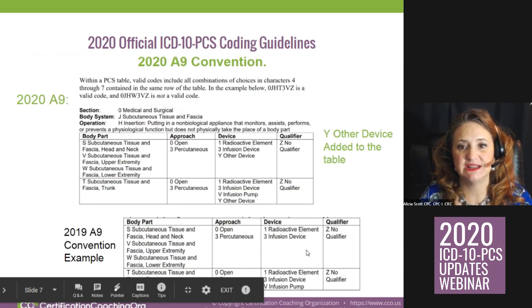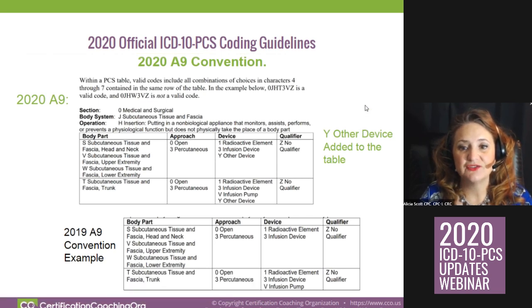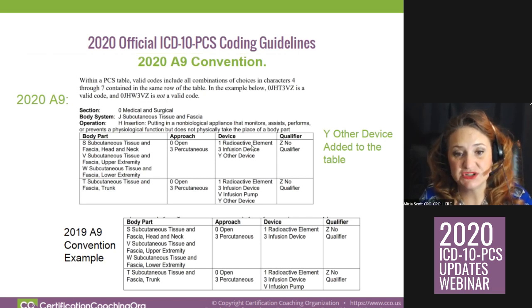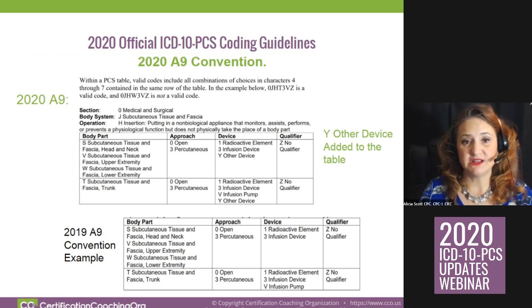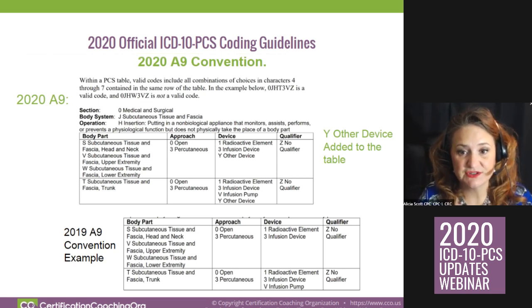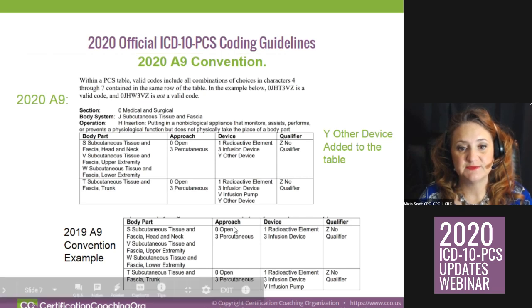All right, now we're going to get into some of the meatier stuff. We're going to talk about some of the conventions that changed. They added Y as an other device to the table. For med surg subcutaneous tissue, if you're inserting something, now we have other device. Before, we had radioactive element and infusion device, but what does that tell us? That obviously there are other devices being used. And here is an example of what we had previously on the device. That's all they did, they changed that.